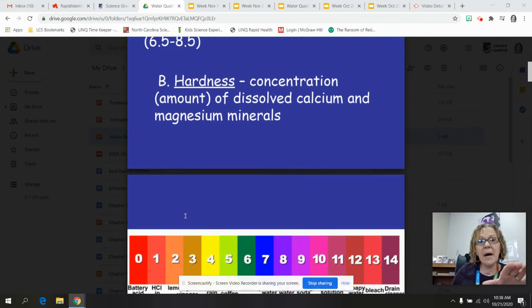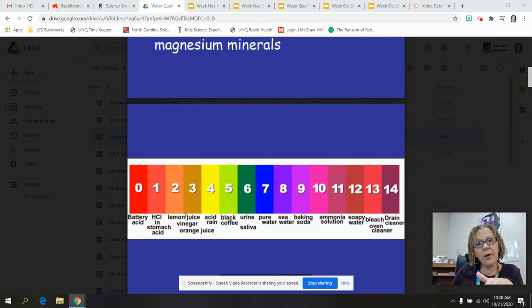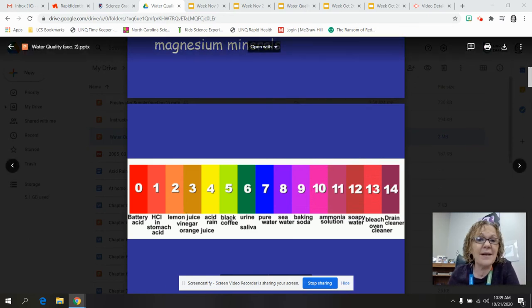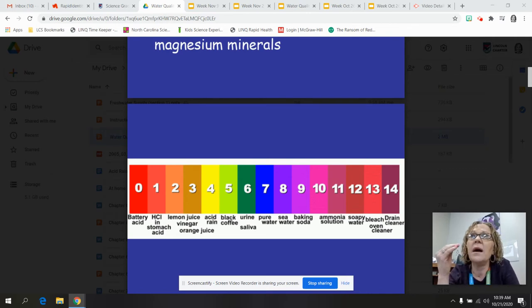That's neutral. Okay. But sometimes the water can be a little bit below 7 or a little bit higher, and it's still safe to drink, okay? But when you're getting down to black coffee, things like that, that is very acidic. And so that's why sometimes, like I drink coffee, but I always follow it up with water.